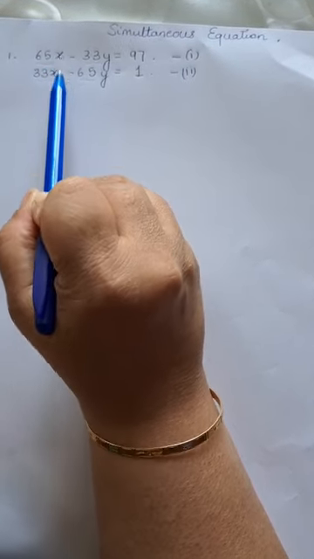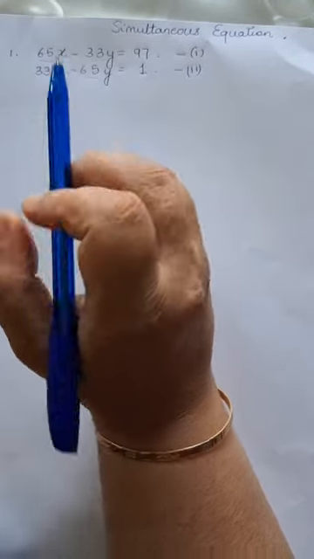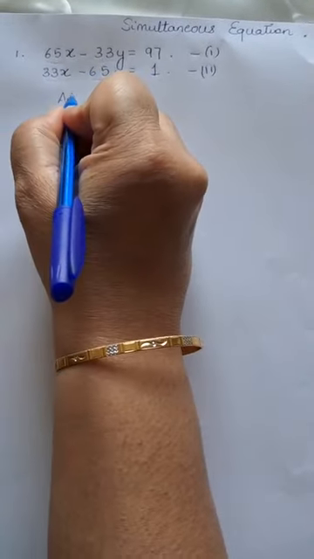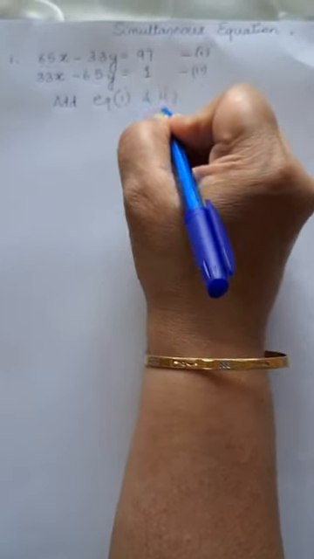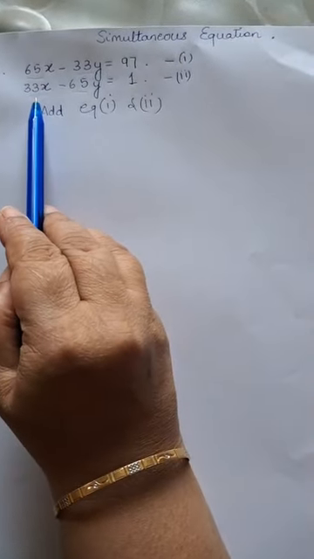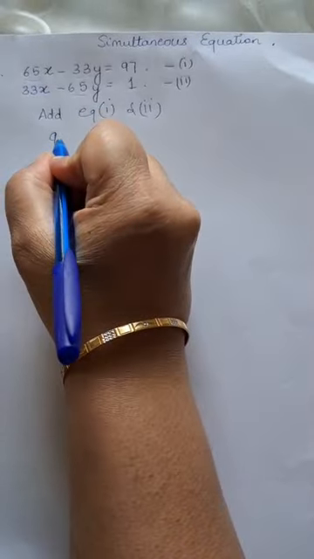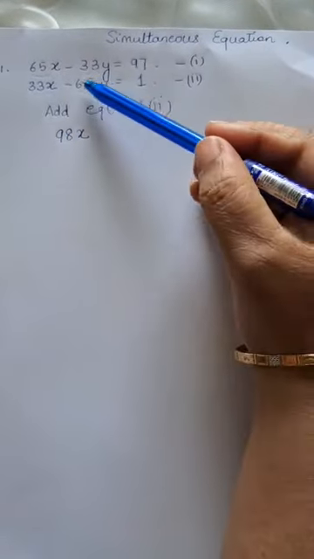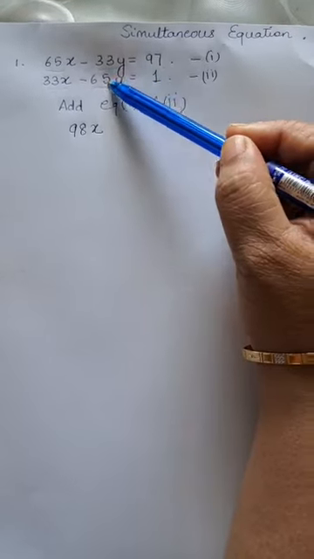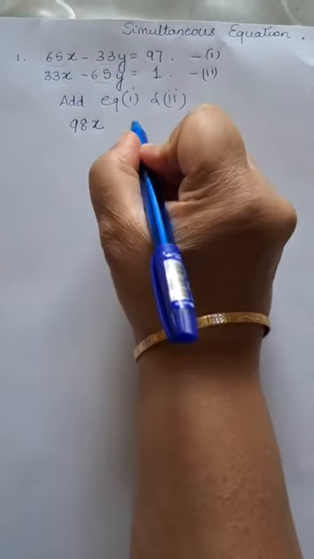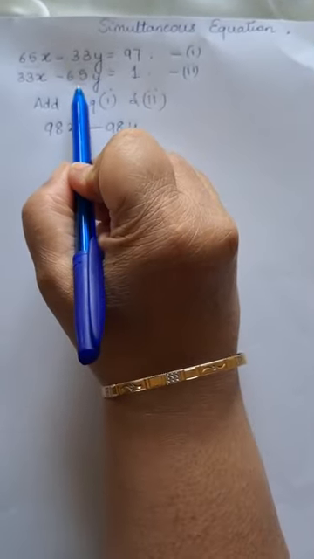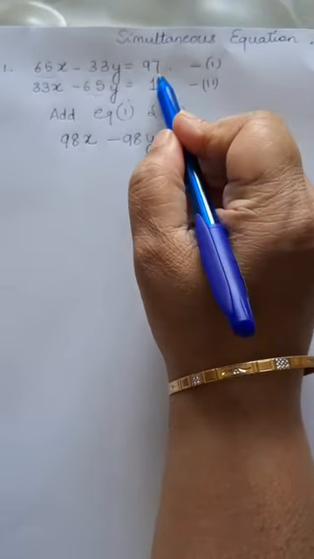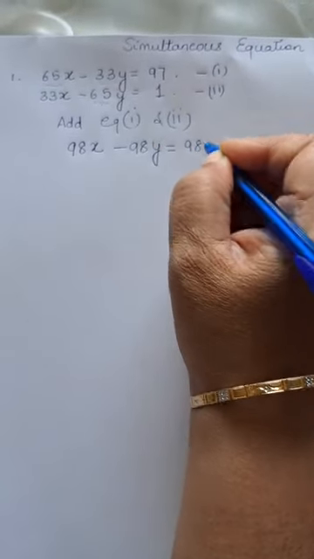First, we will add these two equations, equation 1 and equation 2. So add equation 1 and 2. When we add equation 1 and 2, we get 65 plus 33 is 98x. And minus y, minus and minus, plus 65 plus 33 is 98y with the minus sign, is equal to 97 plus 1, 98.